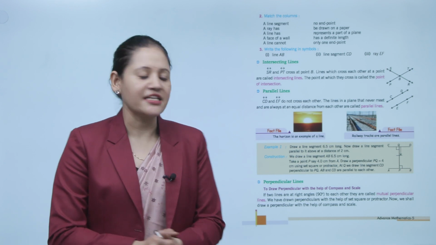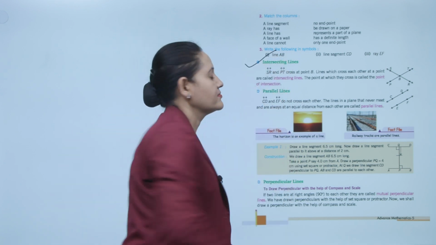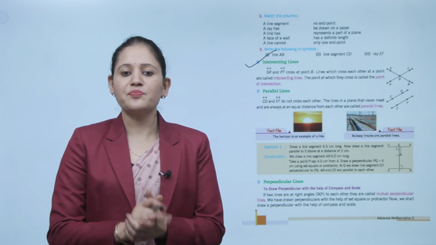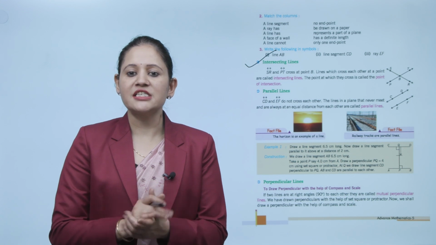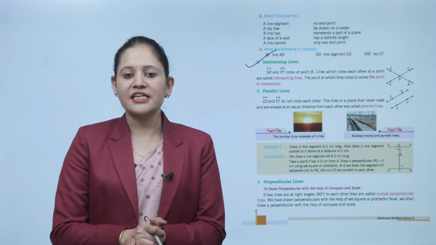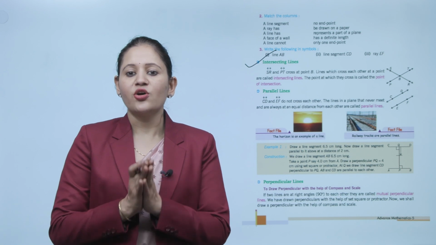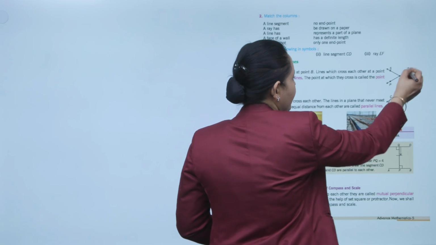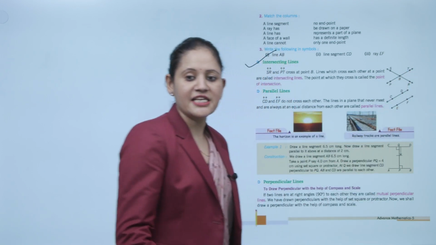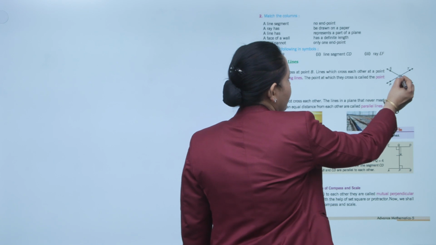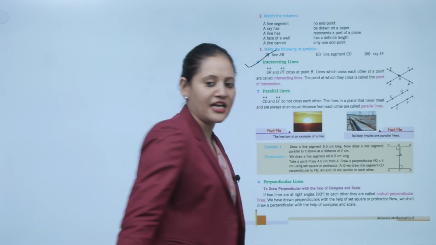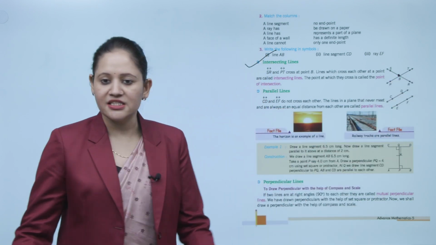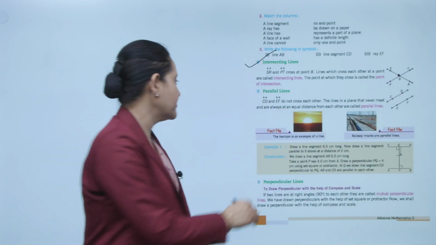Next is intersecting lines. Here, the line SR and PT cross at point B. Lines which cross each other at a point are called intersecting lines. The point at which they cross is called the point of intersection. Here the line SR and TP intersect each other at point B. So these lines are called intersecting lines, and this point B is known as the point of intersection. Clear?